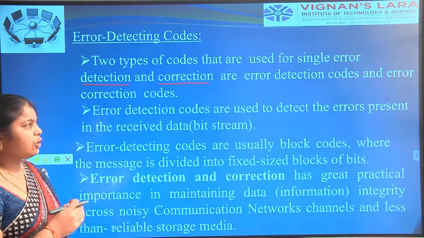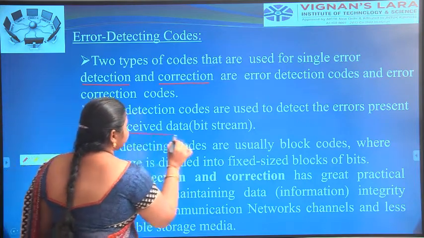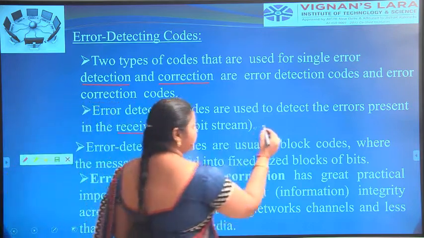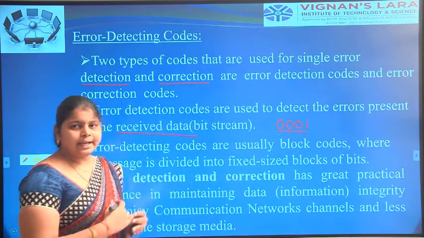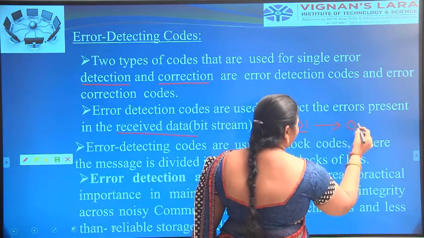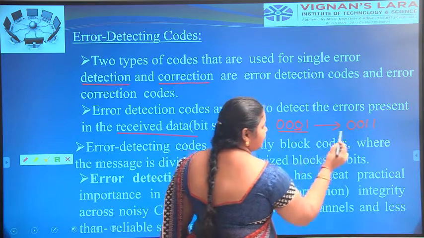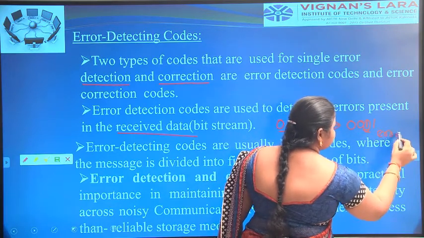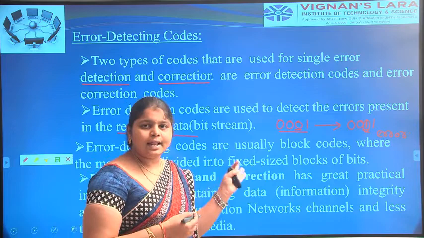Error detection codes are used to detect errors in the received data bit stream. For example, take the binary number 001. This is the information sent from the sender side to the receiver side. The data is transferred in the form of binary only. On the sender side a 0 is transferred, but on the receiver side it is 1. This error can be detected by using the error detection code and then corrected by the error correction code.